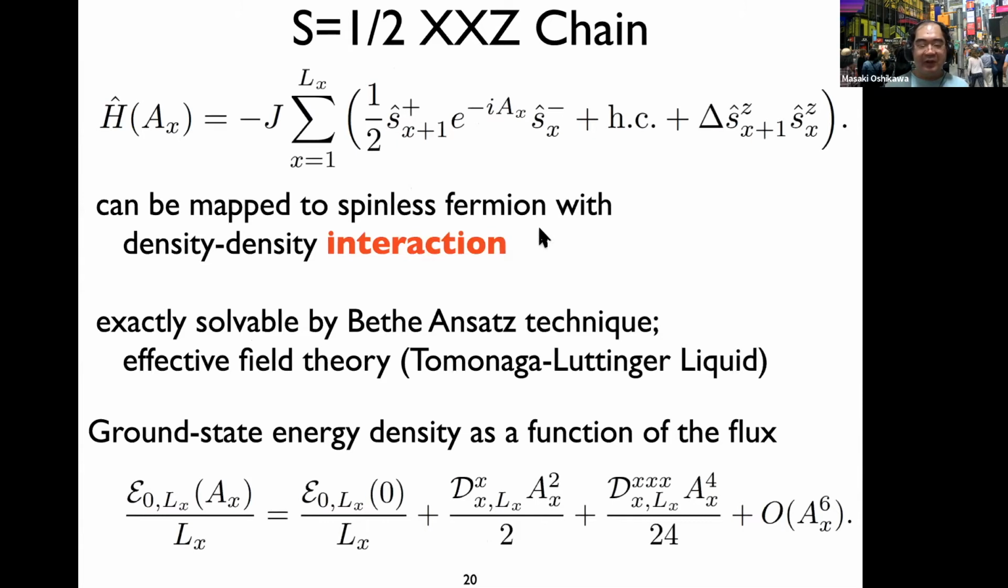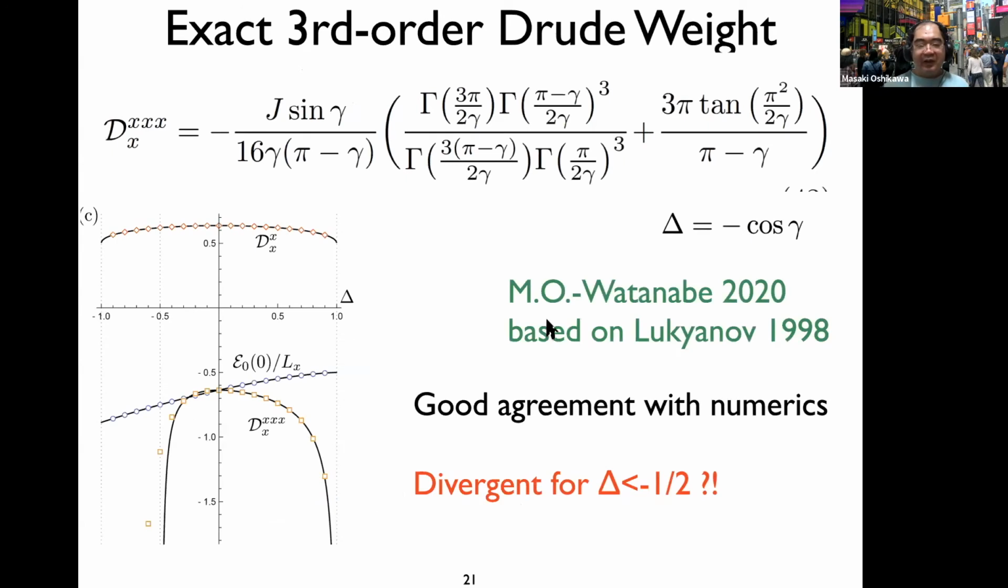This can also be regarded as a spinless fermion in a one-dimensional chain with density interaction given by this Delta. This model, of course, has been studied a lot by Bethe-Ansatz techniques, and I think there are experts on this subject in the audience. In the low energy limit, this can be described by a free boson effective field theory, also known as Tomonaga-Luttinger liquid. Then we can obtain the ground state energy density as a function of the flux of the vector potential, and in fact obtain these coefficients exactly. Of course, the linear Drude weight has been known for a long time. I'm not showing the exact expression here, but you can obtain it exactly and it matches the numerical result as well.